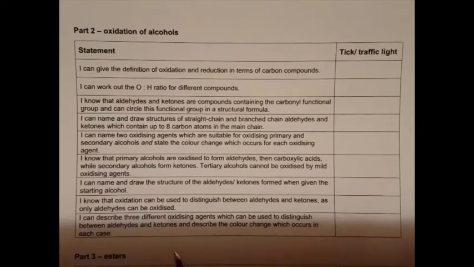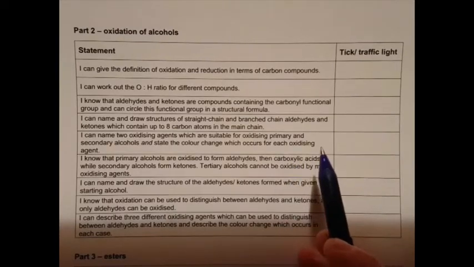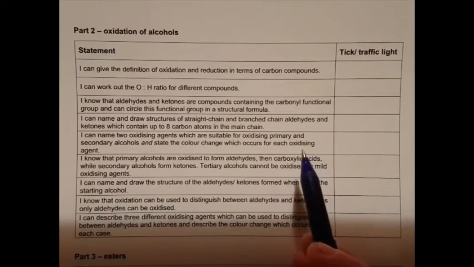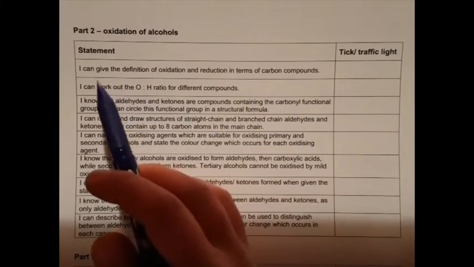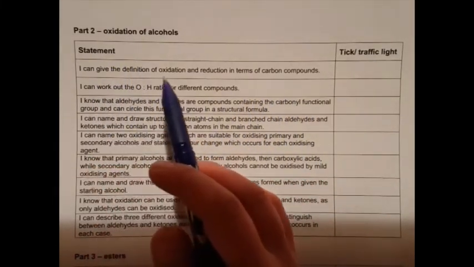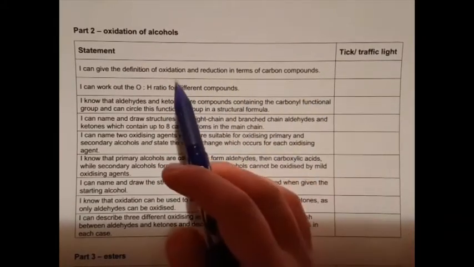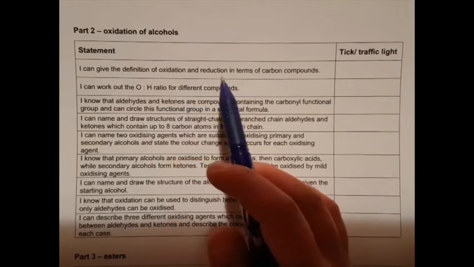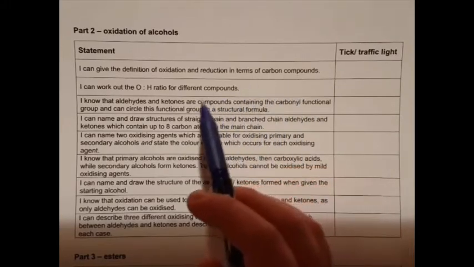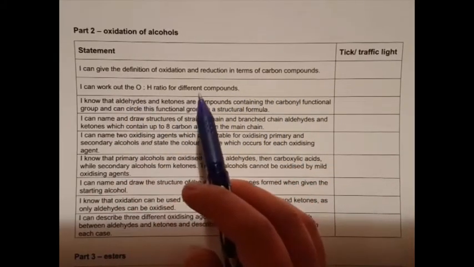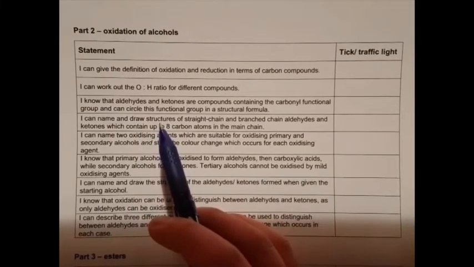I'm just going to start this lesson with a little bit of an overview of where we are in terms of the learning outcomes. So we've been looking at carboxylic acids and oxidation of alcohols in the videos this week. So by now we should be able to give the definition of oxidation and reduction in terms of carbon compounds. So remember, that's an increase in the O to H ratio and a decrease in the O to H ratio. That's the SQA line for those. We should be able to work out the O to H ratio for different compounds. And we've got some stuff about aldehydes and ketones. That's what we're going to cover in this video.